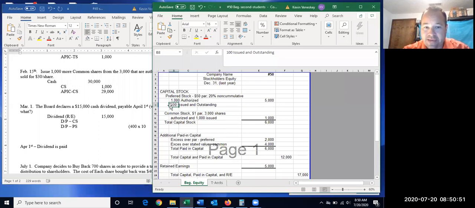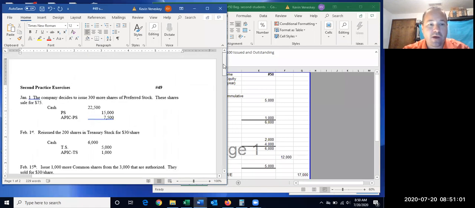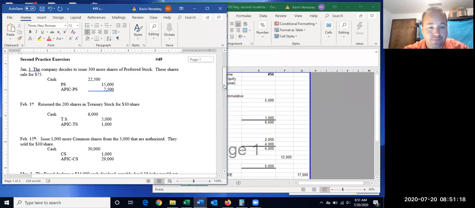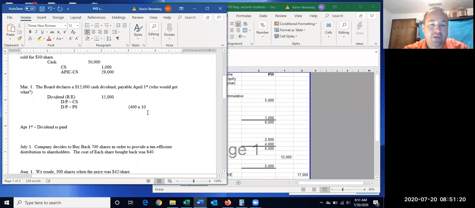So again, let's see how we did that. 100 shares were already out in my books. On January 1, it says I've issued 300 more shares. So now there's 400 shares that I have to pay dividends to, and each shareholder gets 20% of $50. So that comes out to be $10. So 400 times $10 a share, these guys get 4,000.